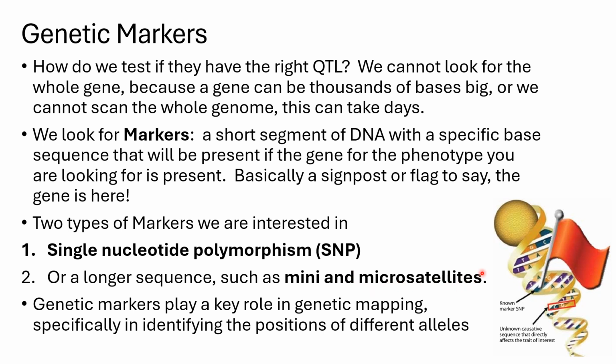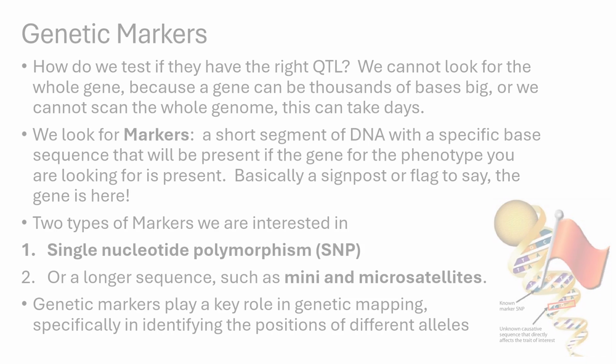Okay, a satellite is something that orbits a planet, but in this case it orbits, not really, it is around or somewhere close to the gene we want. Okay, so these genetic markers play a key role in genetic mapping, specifically in identifying the positions of different alleles. So let's look at single nucleotide polymorphisms.